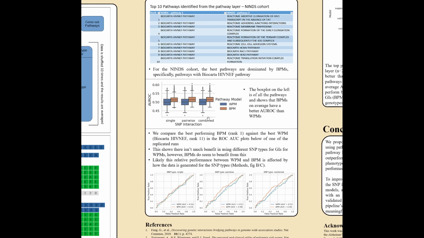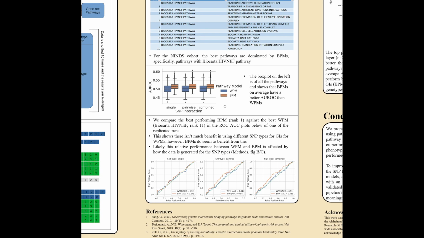Looking next at the box plot, this is of all the pathways, all WPMs and BPMs that we used. And on average, BPM does have a better AUROC than WPMs when we look at single, pairwise, and combined SNP interactions. If we just look at those SNP interactions just within a single pathway model, BPM or WPM, it's kind of hard to see any difference with this figure.